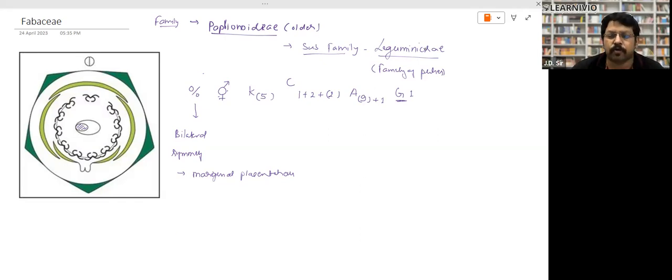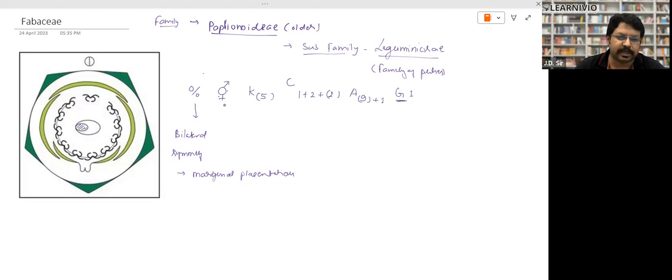Now, what is the floral formula or floral diagram? This is the floral diagram. This is the floral formula. This is the symbol of zygomorphic. Zygomorphic means there will be bilateral symmetry, meaning you can cut this flower into two equal parts from only one axis, and that will be this axis. That's why it is called bilateral symmetry. And the placentation seems to be marginal.